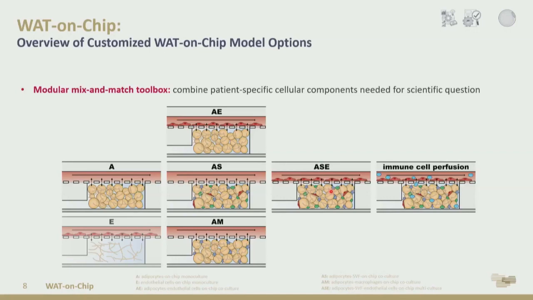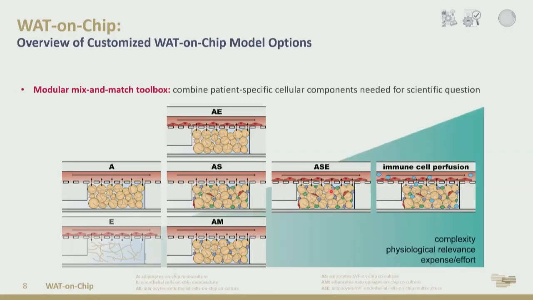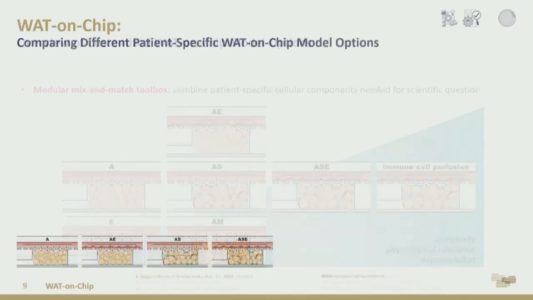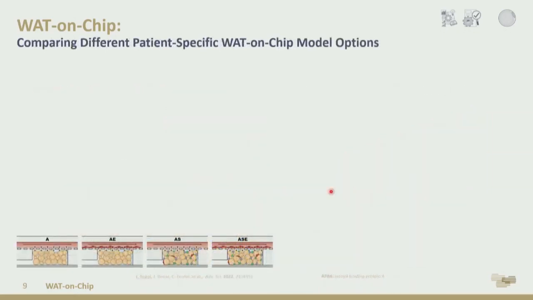It's important that we keep in mind that by increasing complexity, we do increase physiological relevance, but at the same time, we also increase expense and effort. So how do these other adipose-associated cell types contribute to adipose tissue function anyways? To address this question, we ran a set of experiments comparing these different model options regarding different adipose tissue functions. And for maximum comparability, all of these different model options were built with cells from the same patient.